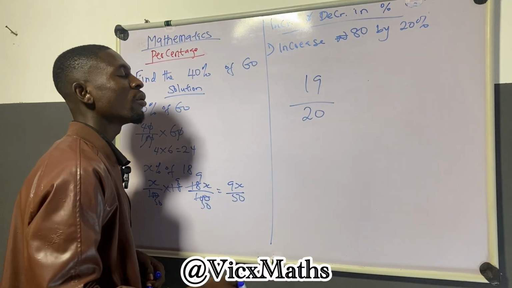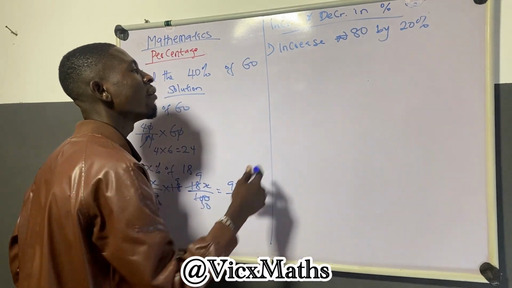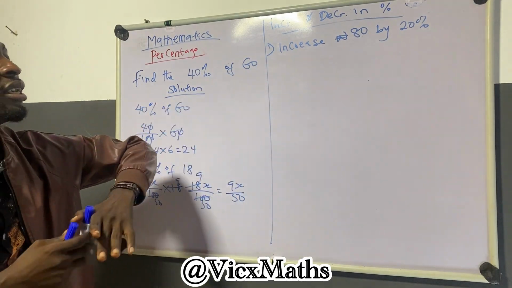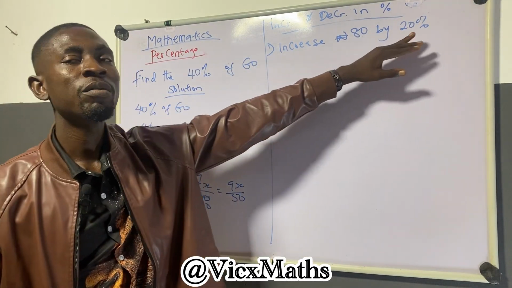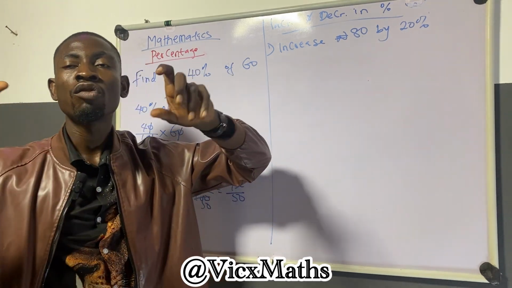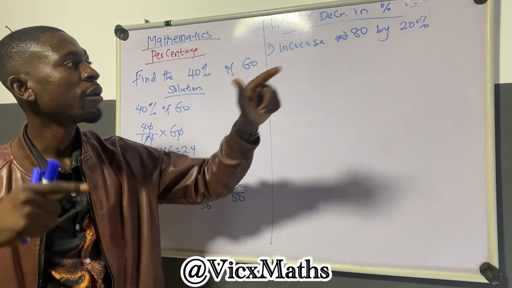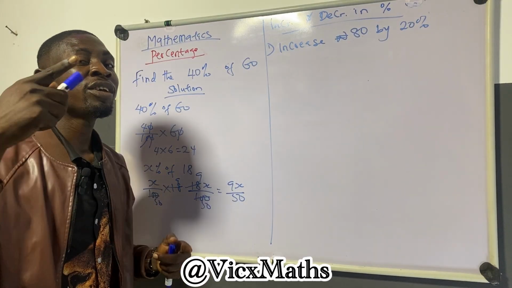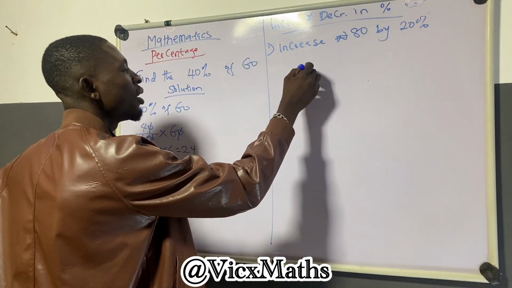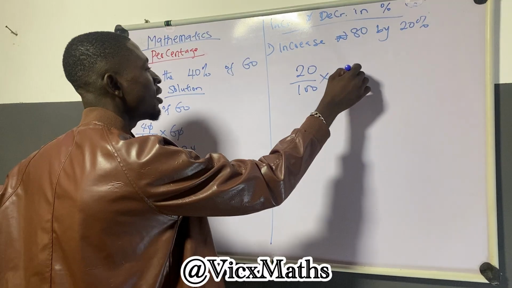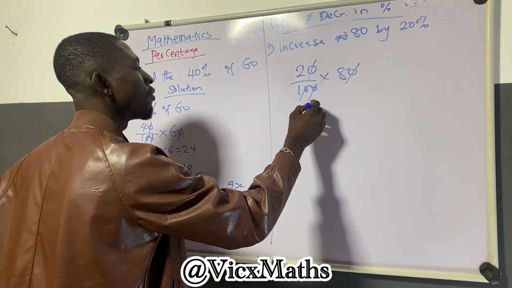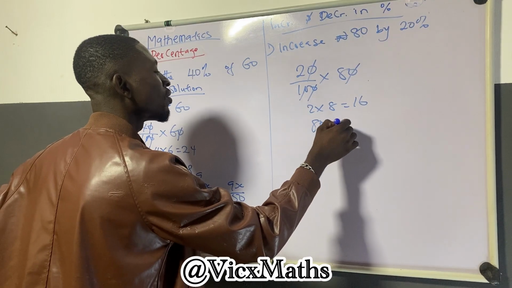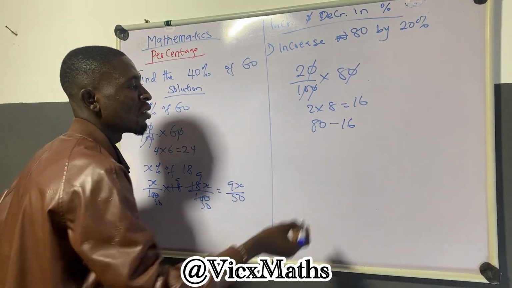Every fraction, even 19 over 20, is less than 1. You understand? So here we'll be having a percentage that is less than 100. They say decrease this by 20%. So a complete percentage is 100, just like a complete fraction is 1. To decrease it, the way your teacher taught you is to do 20 over 100 times 80. 0 cancel 0, 0 cancel 0. You have 2 times 8, which is 16. You come and do 80 minus 16, which gives you 64.